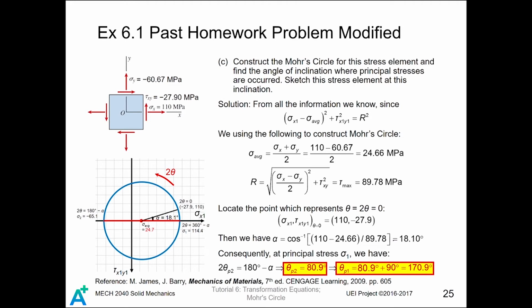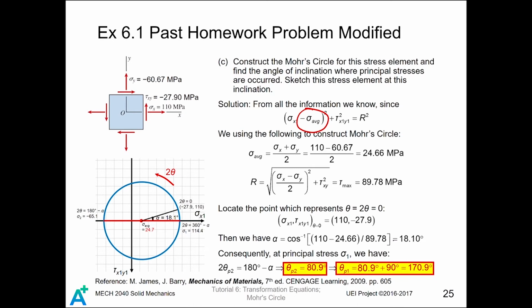So as we discussed previously, the equation for the Mohr circle is given by sigma x1 minus sigma average squared plus tau x1y1 squared equals R squared. To do this, first we find sigma average, the average direct stress. It is easy to find. You know sigma x, you know sigma y. Then, by using sigma x plus sigma y divided by 2, the average direct stress is 24.66 MPa. Also, by using the equation of R, the radius of the Mohr circle is found to be 89.78 MPa.